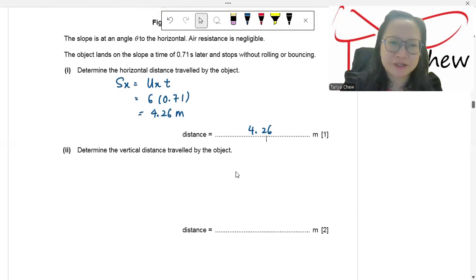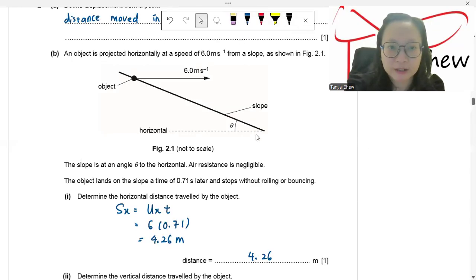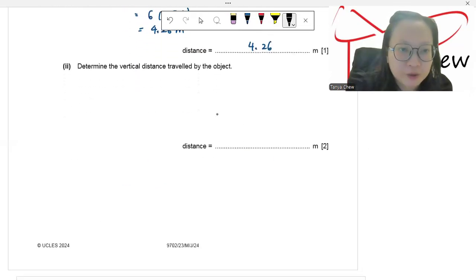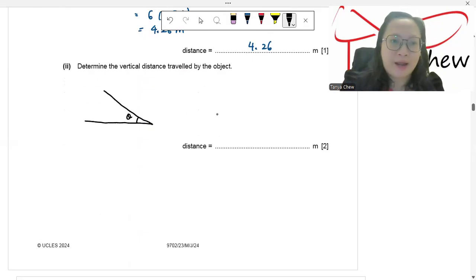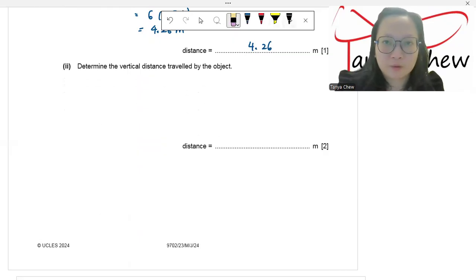Determine the vertical distance traveled by the object. Now, to determine the vertical distance traveled by the object, you know what I am going to do now? I am going to redraw back the theta. So this is the theta, and then this is theta, and okay, just erase a bit. Okay, redraw back.